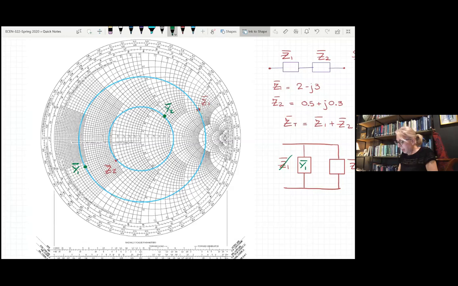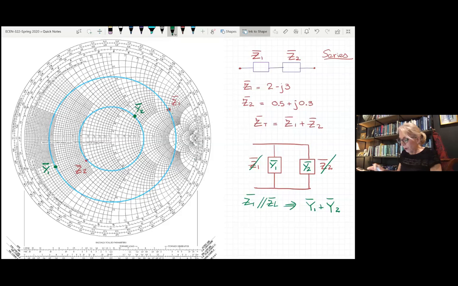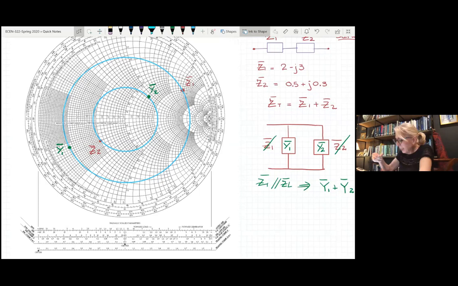Okay. And if I have now Y1 and Y2, a parallel combination between Z1 and Z2 translates into a sum of Y1 plus Y2. And whenever you work with admittances, any values that you find are for the admittance, okay? So now I can erase the impedances, and I have the admittances, Y1 and Y2. Okay, now let's go back to the initial problem.